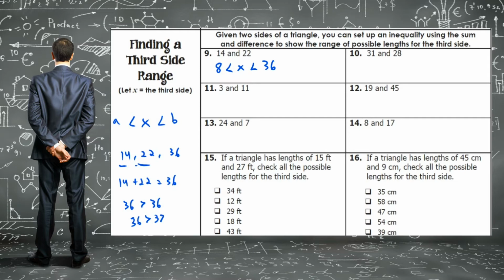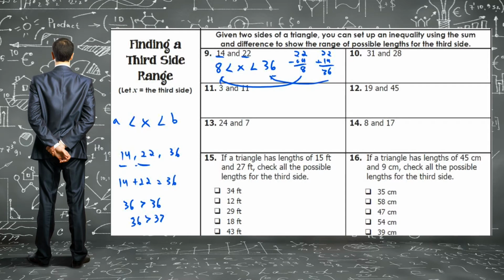Now, an easy way to find these two numbers, I'm going to give you a little shortcut. Don't tell anybody I told you this. If you just take these two numbers, 14 and 22, and I take 22 and subtract the 14 from it, that's 8. That's going to be the lower range. And then if I take 22 and add 14 to it, that's going to be my high end, my 36. Look, 8 right there and 36 right there.